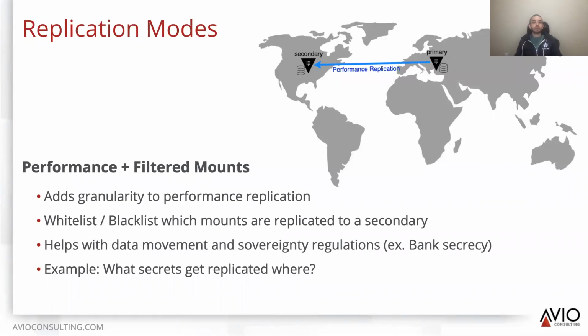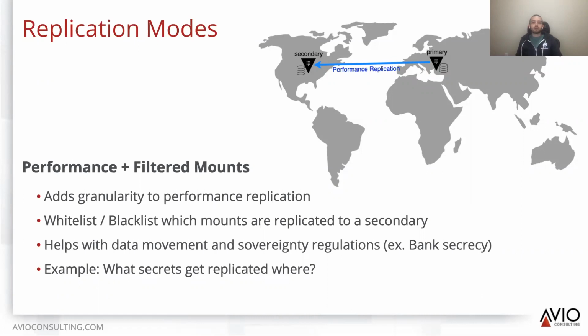So, performance mode with mount filtering. And what does it allow us to do? It's basically the same performance replication that I just talked about. So you can scale your secrets horizontally, but it also allows us to add granularity to what gets replicated where, right? So we can either whitelist or blacklist which mounts are replicated to a secondary cluster per se.